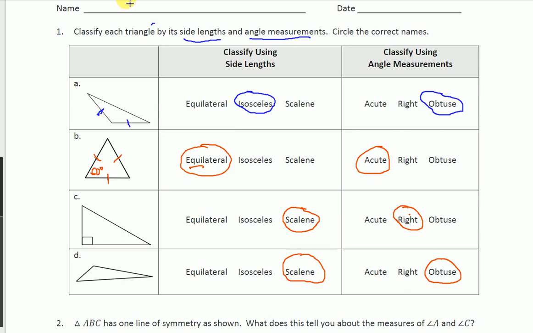Okay, and then the next one is scalene because all three are different lengths. And it's a right triangle because this symbol here means it's a right triangle, which is how many degrees? Oh yeah, 90. And then on the last one, none of the sides are the same length, so it's scalene. And this angle right here is obtuse. So there you go. Let's get on to the next section.